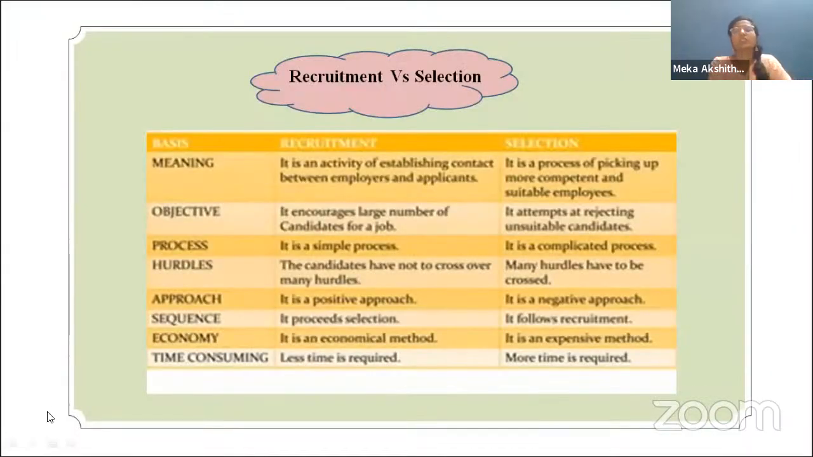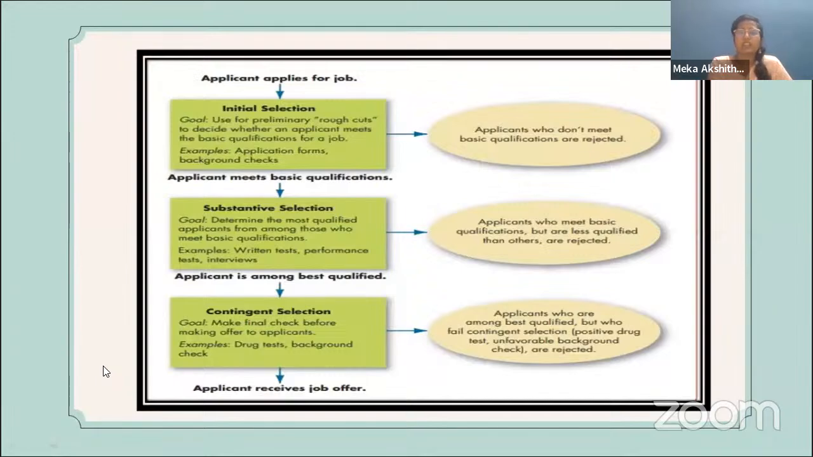So as we know, selection includes a series of processes and stages, wherein we move from one stage to another. Before learning what methods we would be using and who will be selected, we will look at the process of selection. The process of selection is mainly divided into three important stages, which include initial selection, substantive selection, and contingent selection.